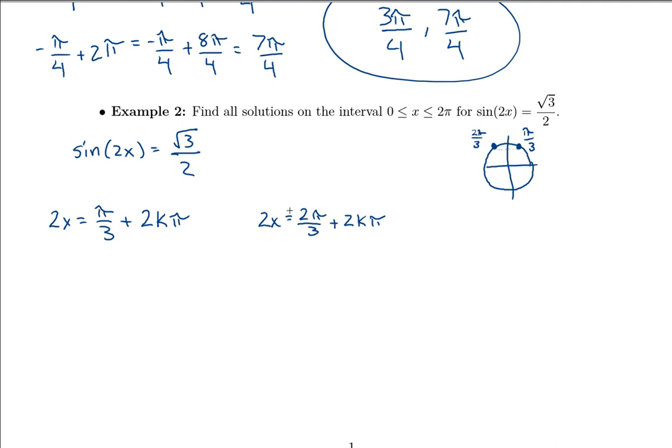And remember what the rule is. If you find one solution and you're solving a sine trig equation, pi minus that first solution is always another solution. So we could have approached it this way by just saying pi minus your first solution, or by looking at the circle and surmising where the other place your sine is going to be root 3 over 2 happens to be. But here's the thing, this is so important.